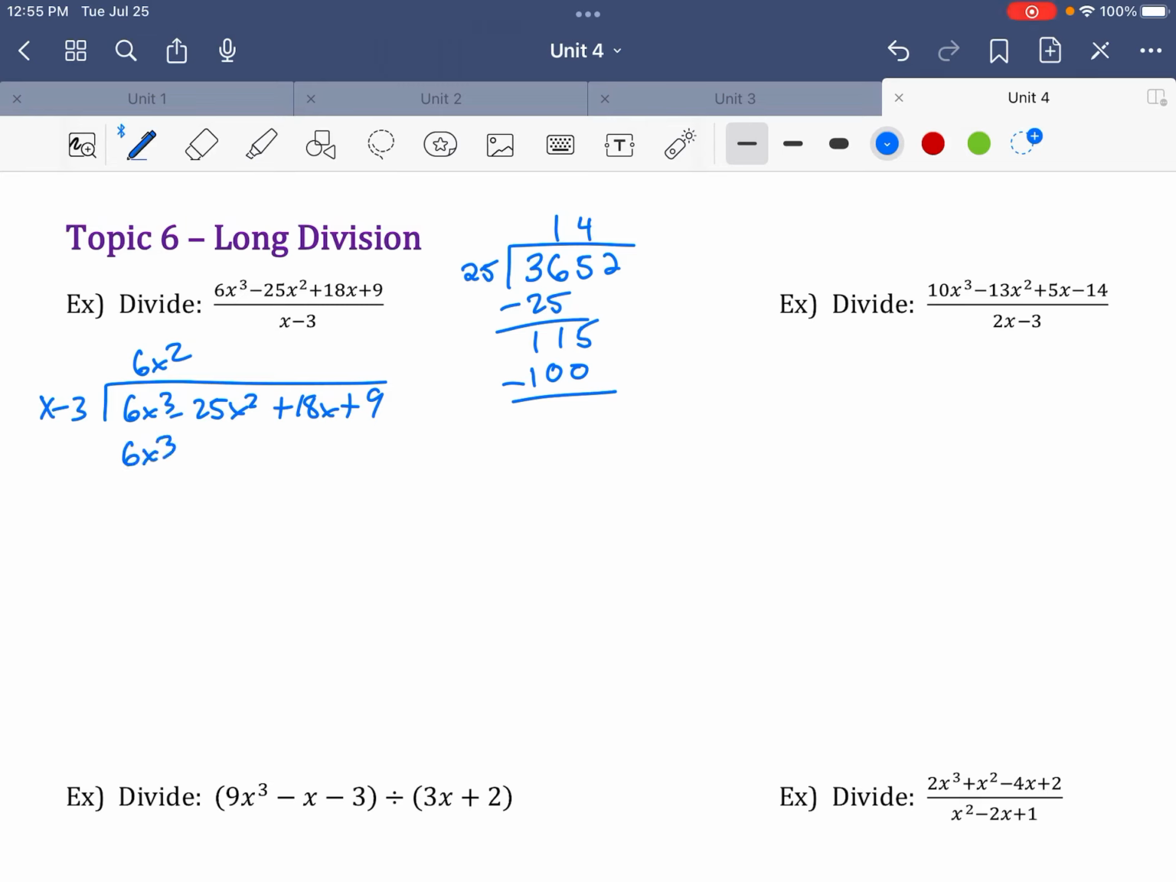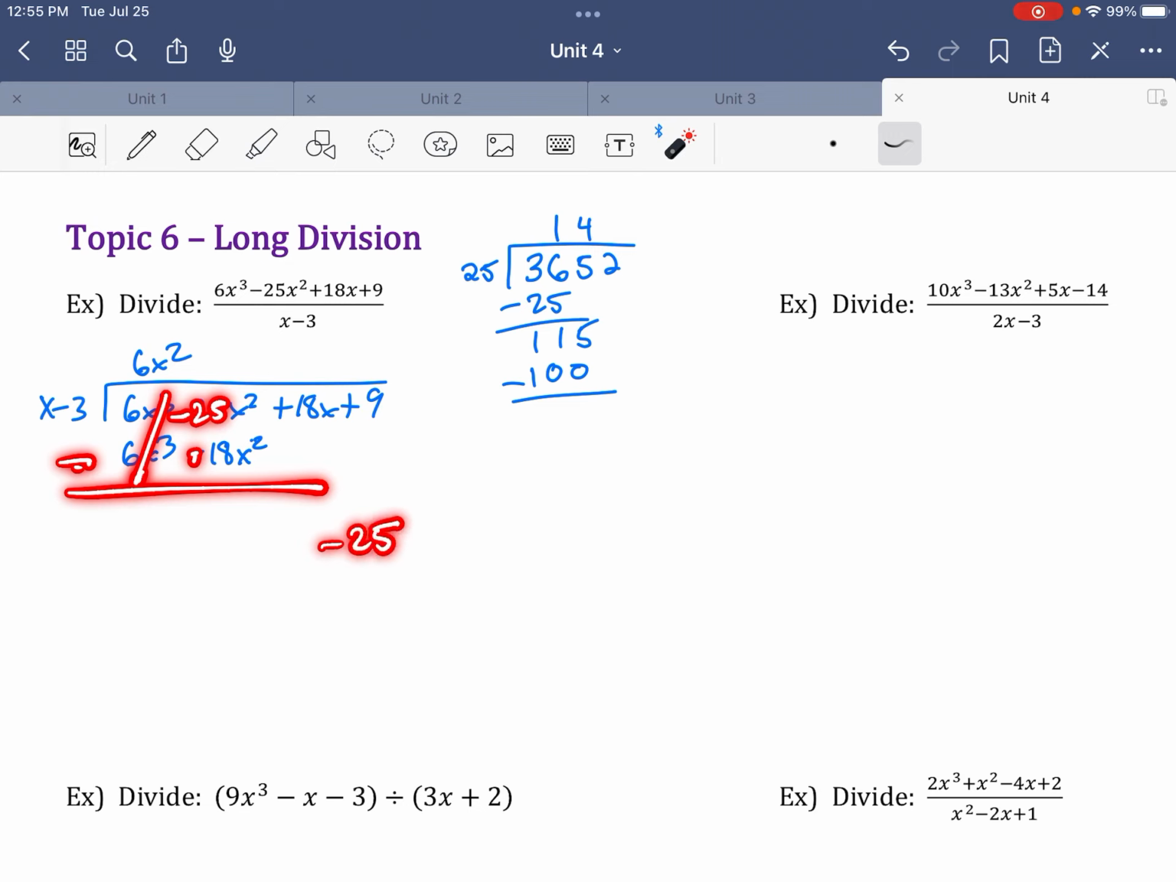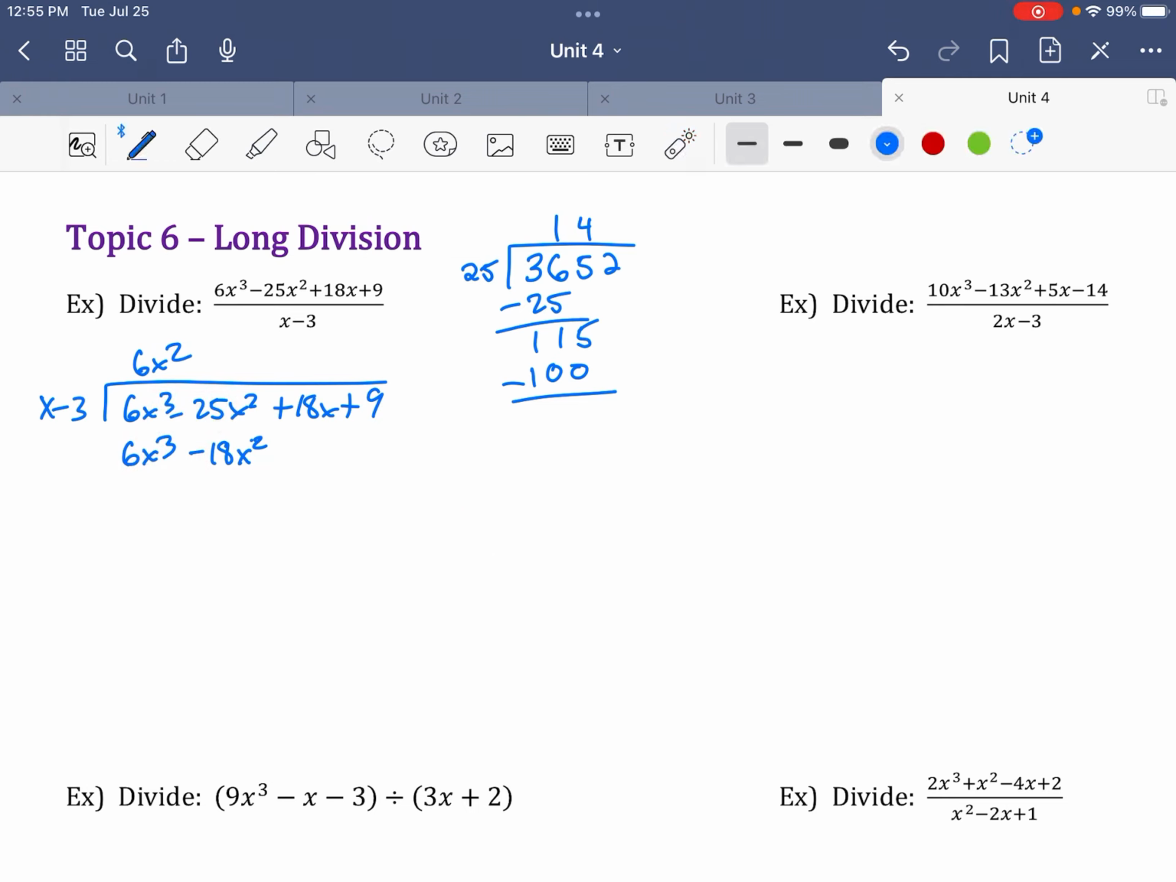So 6x squared times x is 6x to the third, and 6x squared times negative 3 is negative 18x squared. These two lines should always match, so when I subtract, these cancel. 6 minus 6 is nothing. But you have to be careful of the next part: negative 25x squared minus a negative 18x squared. It turns into negative 25 plus 18x squared, so be careful of your signs. Negative 25 minus negative 18 is negative 25 plus 18, so it's negative 7x squared. Then I bring down the next thing, one thing at a time, just like over here how I brought down the 5.